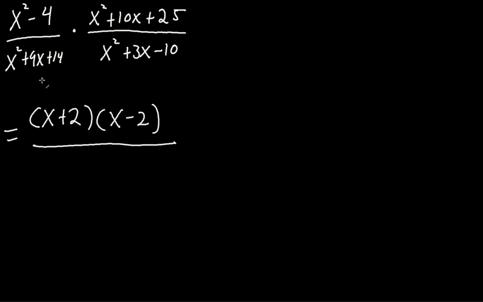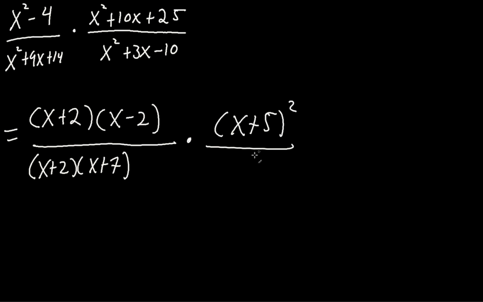Bottom left-hand corner, I have x squared plus 9x plus 14. That's a leading coefficient of 1, so I need the factors of 14, which would add to 9. Seems like 7 and 2 would work, so x plus 2, x plus 7 seems to work. X squared plus 10x plus 25. This seems like it's a perfect square since x squared and 25 are perfect squares. So this seems like it would be x plus 5 quantity squared.